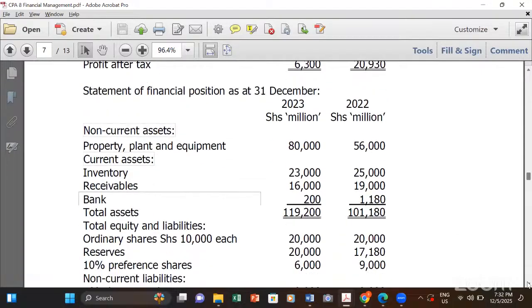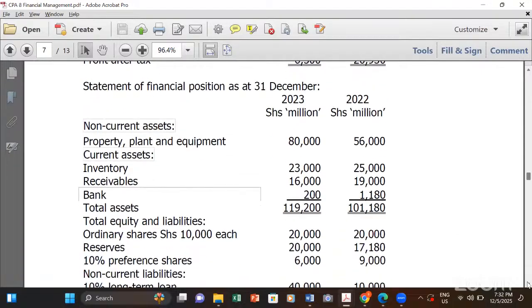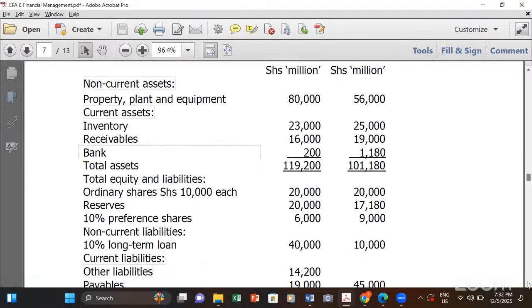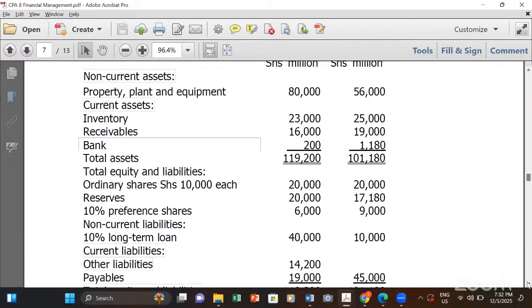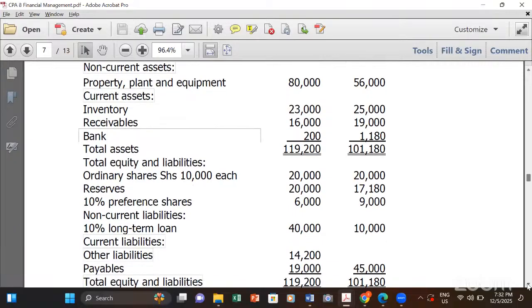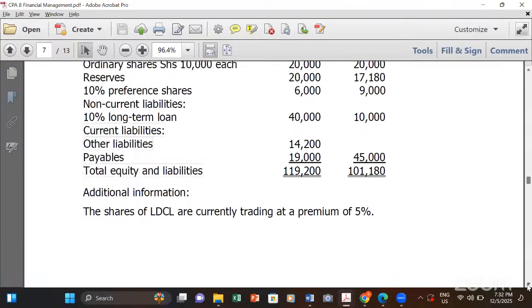So, statement of financial position as at 31st December, it has also been given. Maybe when you reach the balance sheet, be careful with it. Understand the items, for example, under current assets. You realize that we have inventory, receivables, and what? And the bank. Note that, and go down in the current liabilities. How many do we have in the current liabilities? Other liabilities and what?